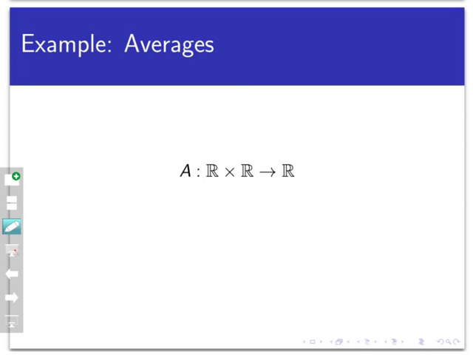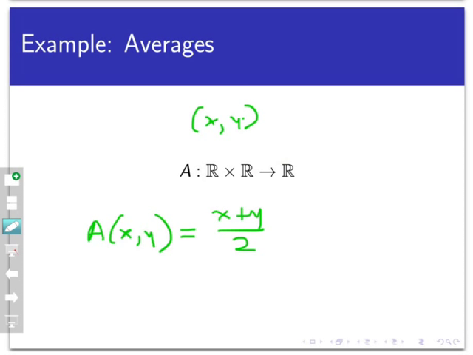Remember, that's the set of all ordered pairs of numbers X, Y, with X and Y both real. And the outcome of this process is also a real number. Now, I haven't told you what the process is yet. Until I do that, there is no function that I'm discussing here. So what does A actually do? Well, A takes X and Y, this ordered pair, and returns their average, just X plus Y divided by 2. So A stands for average here. So that's the process. It takes an ordered pair of numbers and returns the average of the two coordinates.